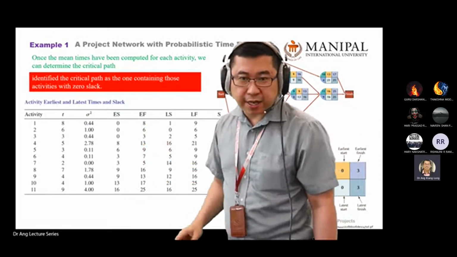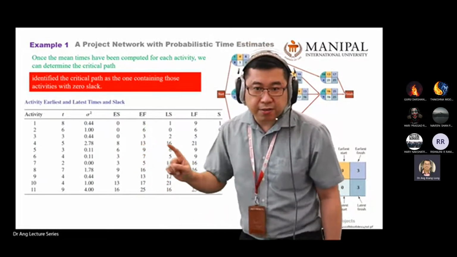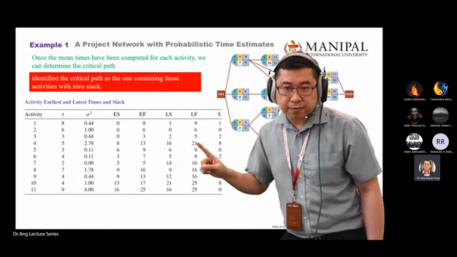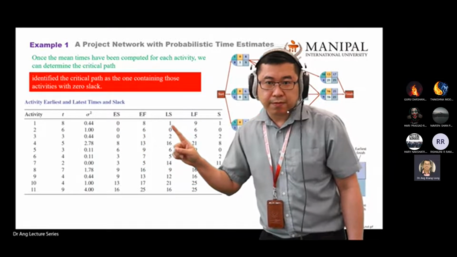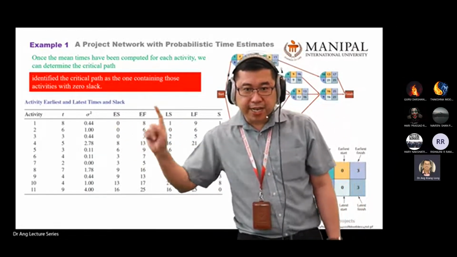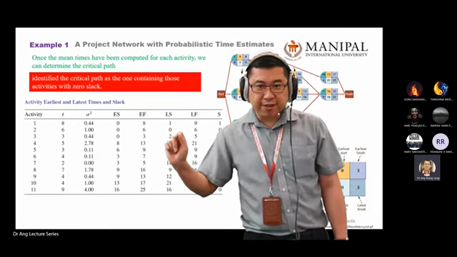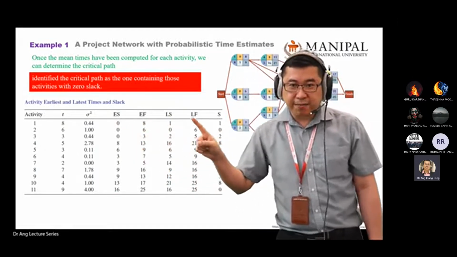Sorry, is it correct? Oh, sorry. It is LS minus ES, not EF. This one minus this one. This one minus this one.